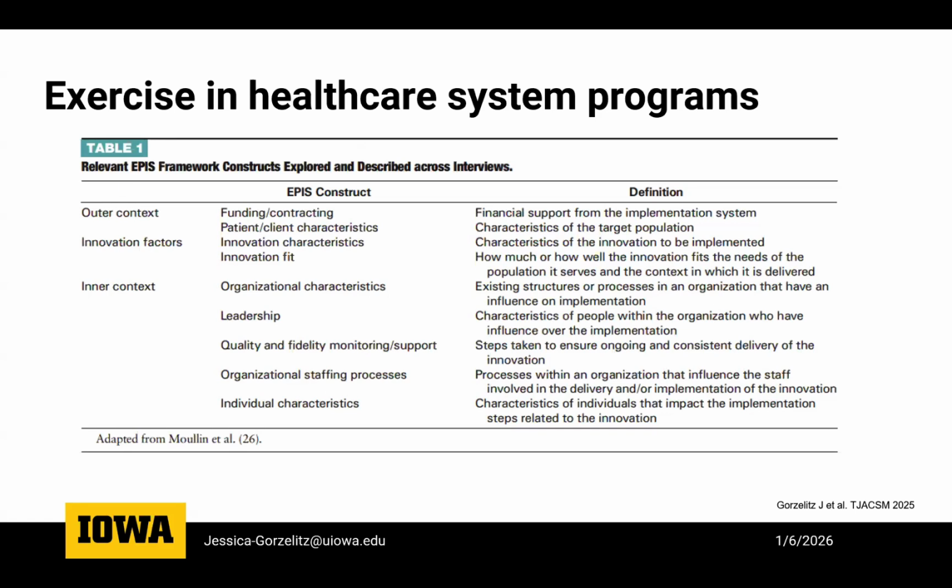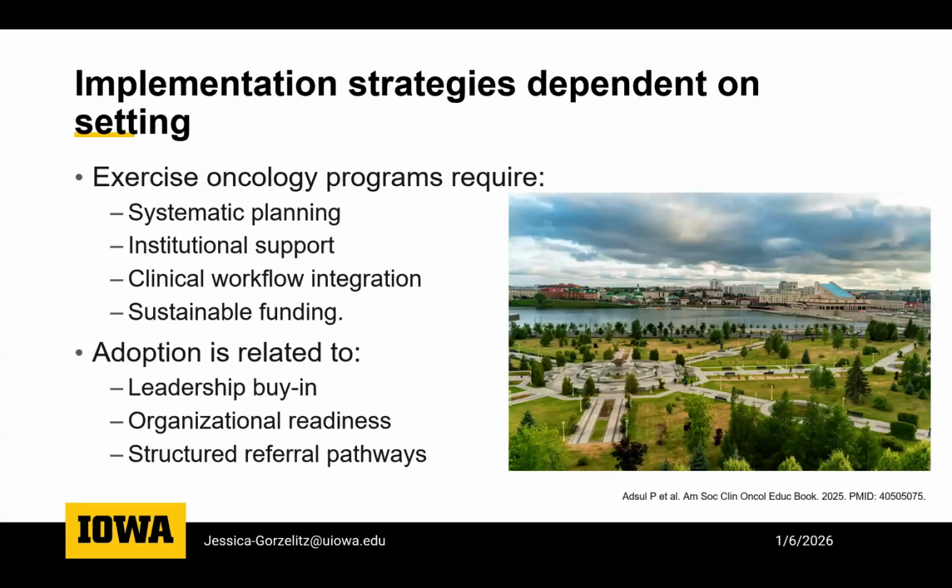So we've been able to identify what is working well in urban areas, and then recently Dr. Prajakta Asdul wrote this excellent piece about what the specific elements and active ingredients are necessary for developing these exercise oncology programs. So, for healthcare systems or for hospitals that really want to take this evidence-based practice of exercise oncology, also known as exercise for cancer survivors, they must have systematic planning, institutional support, integration into the clinical workflow. So, for most individuals, that's Epic or their healthcare system, and sustainable funding.